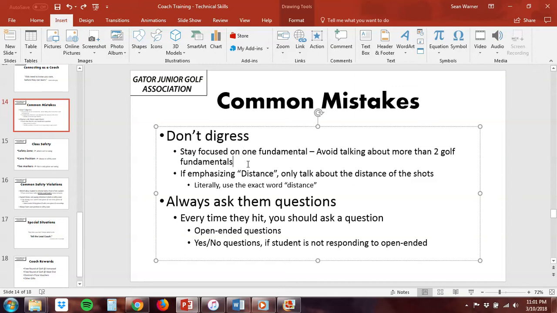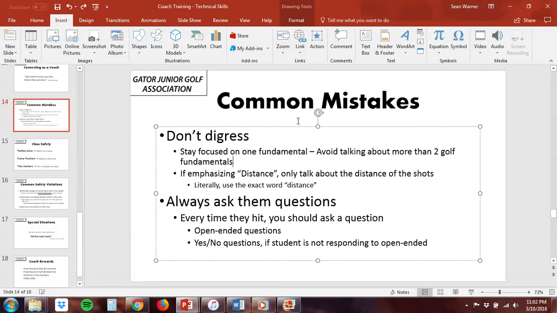What we like to say in our coach trainings is that your attention needs to equal your intention. If you're intending to work on distance, then only talk about distance for the shot. So the student hits a shot, only point out the distance characteristics. Don't tell them, oh, that went too far to the left. No, you're focusing on the distance. If your eyes are downrange, the student's focus is also going to be downrange. So if you're talking about distance, your eyes need to be going downrange.